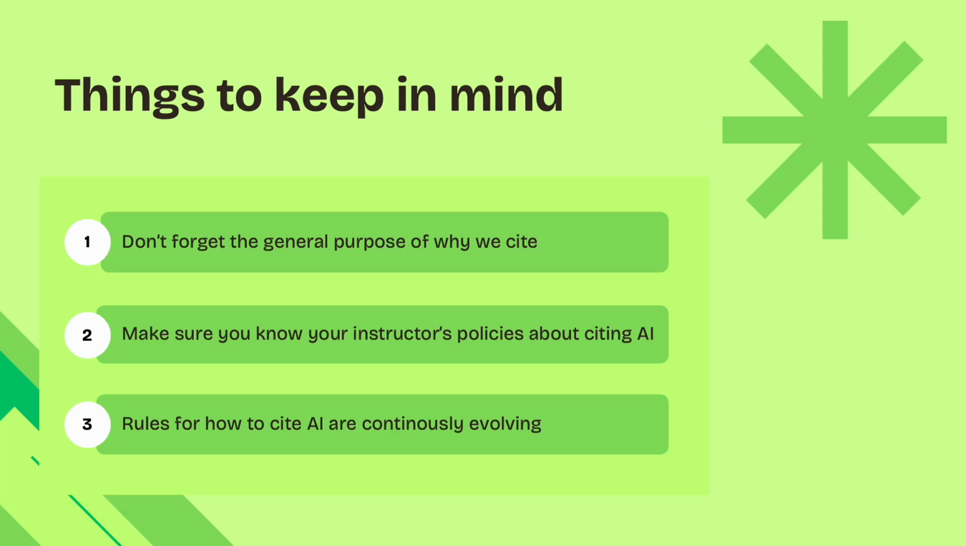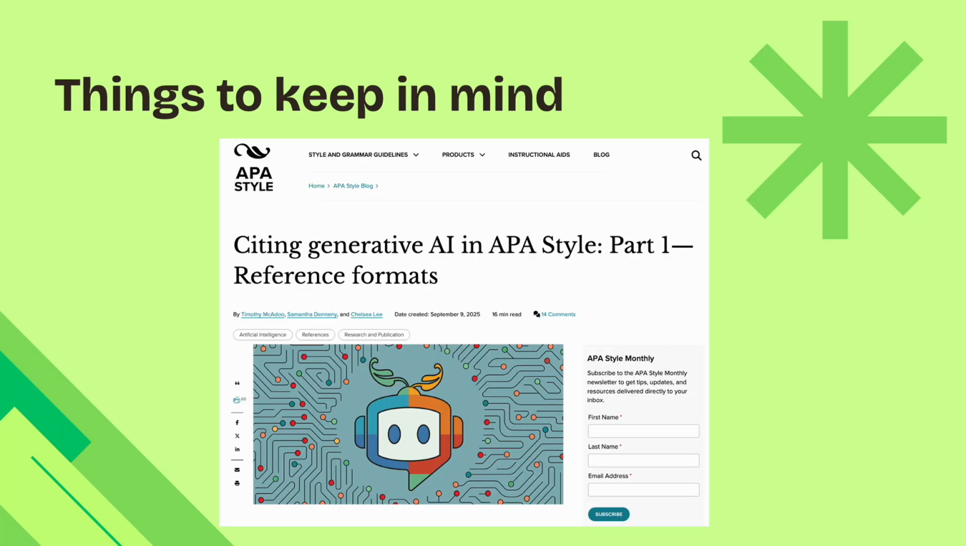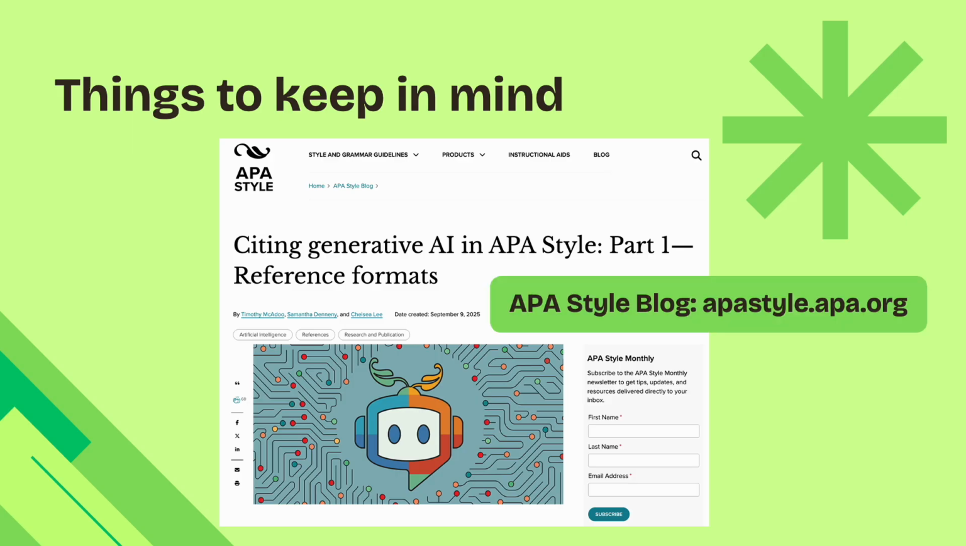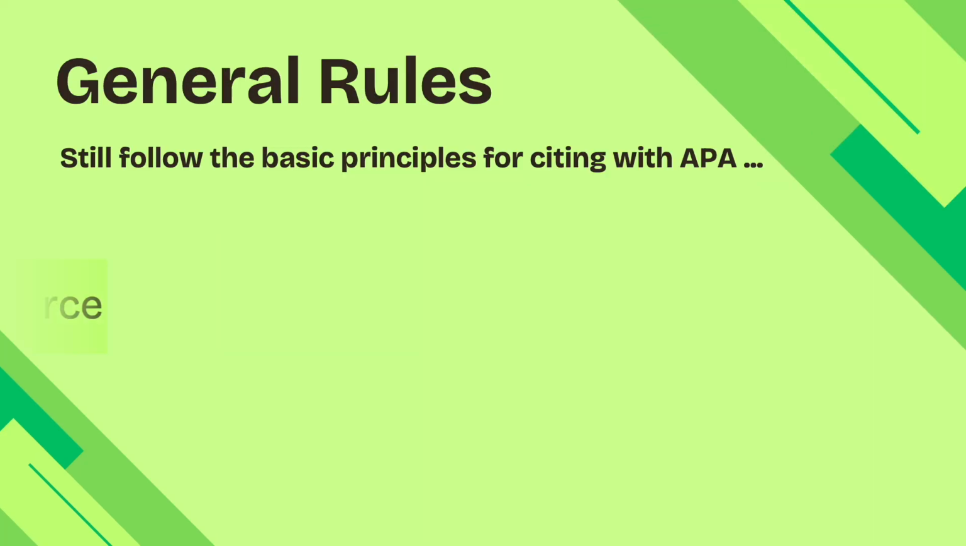Second, make sure you know your instructor's policies on using AI and what their expectations are for how you cite AI in your work. Lastly, while this video represents the latest information about citing AI as of spring 2026, keep in mind it is still very much evolving and rules may change. A great way to stay up to date is by referring to the APA Style blog, where they can update guidelines on their website very quickly. You can get to that website by going to apastyle.apa.org.